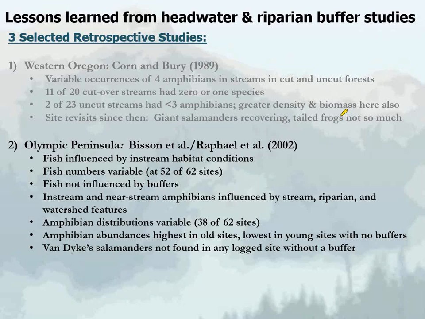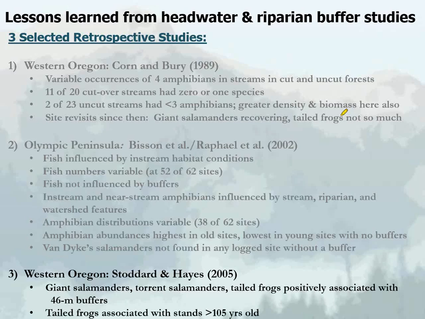The amphibian numbers were also quite variable, not as ubiquitous as the fish. Amphibian abundance was highest in the oldest forest sites and lowest in the young sites with no buffers. And one species in particular, the Van Dyke salamander, was not found in any logged site without a buffer, suggesting a vulnerability of that species to logging without buffers.